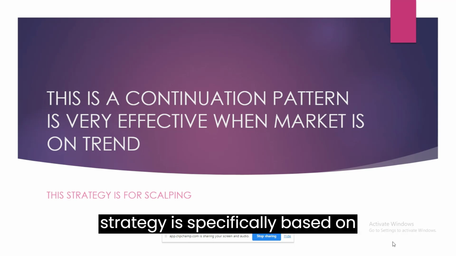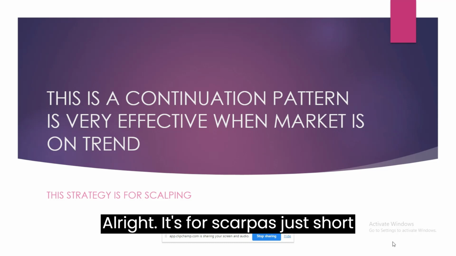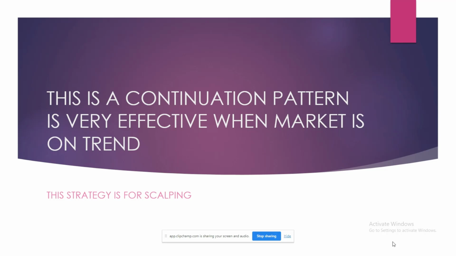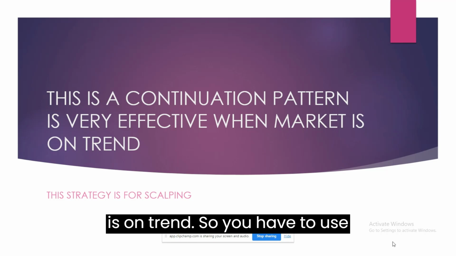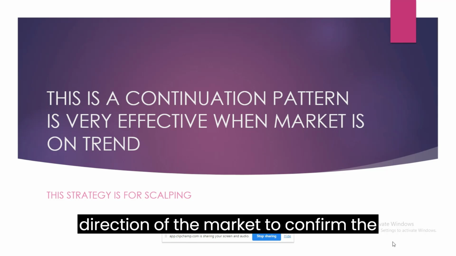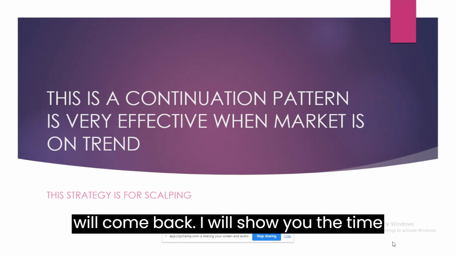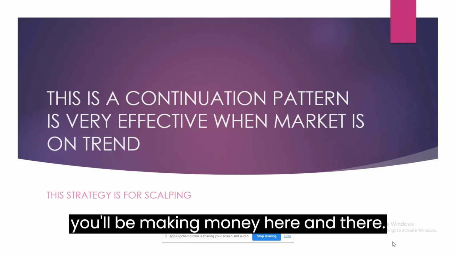This strategy is specifically based on scalping. It is for scalpers. Just short term, capturing 20-30 pips when the market is on trend. So you have to use a bigger time frame to confirm the direction of the market, to confirm the trend for the day, and then you will come back. I will show you the time frame that you'll be using so that you'll be making money here and there.